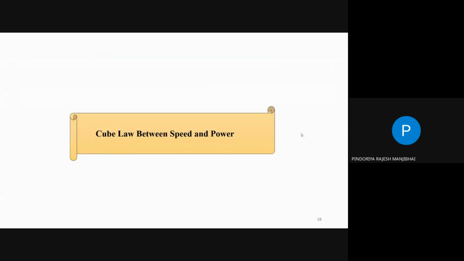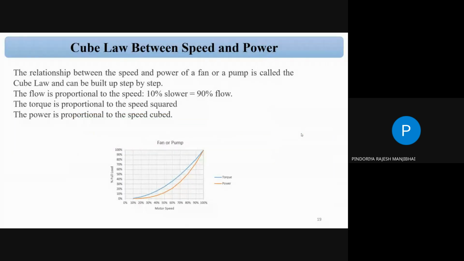Yes, the cube law between the speed and power. In the last class, I told you the cube law was wrong, so I am really sorry for that. The relation between the speed and power of a fan or pump is called the cube law and can be built step by step. The flow is proportional to the speed. Correct. So we can say that that is a cube.